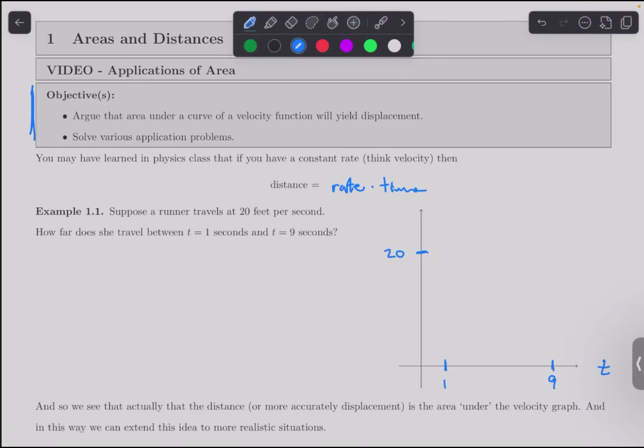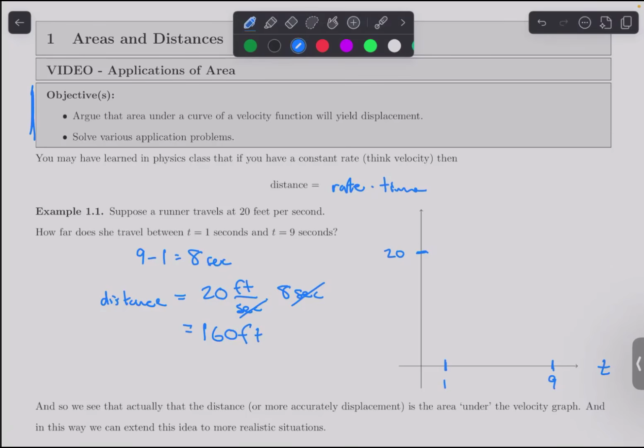If we were to just use this formula, the amount of time that this runner was running is between 1 and 9. If I subtract that, that's an 8-second window. That's the time they were running, and they had a rate of 20 feet per second. So if I want the distance, that would be 20 feet per second times the 8 seconds that they were running. The units work out very nicely where they cancel, and we're left with 160 feet. That would be how far this runner travels.